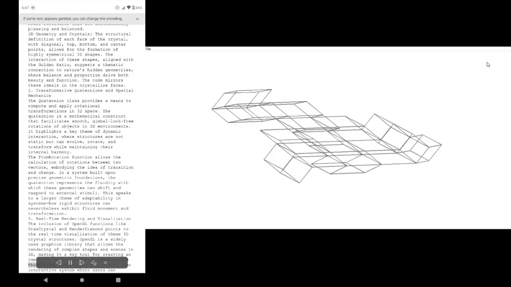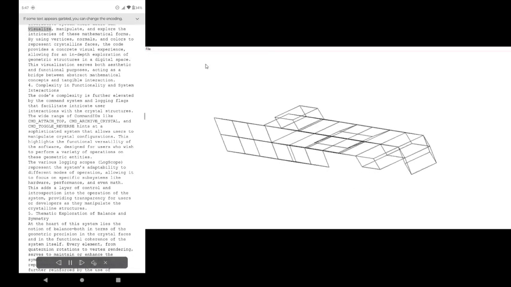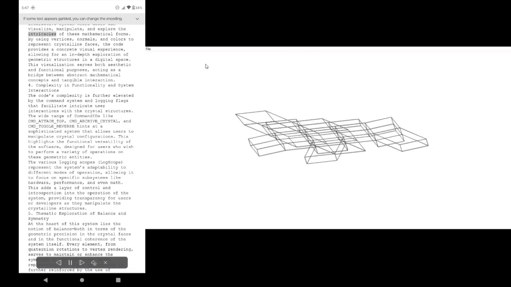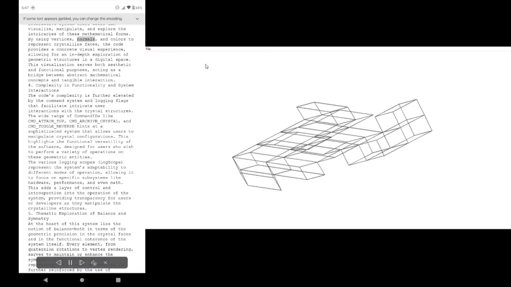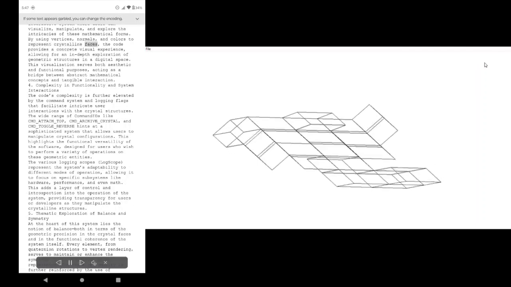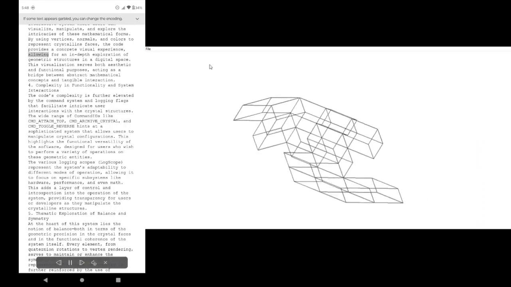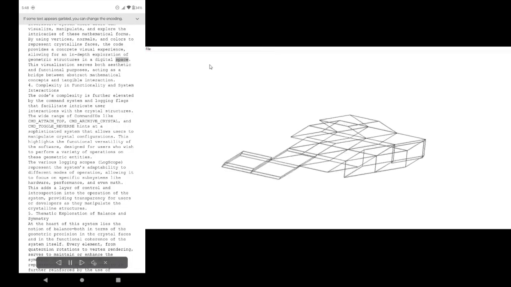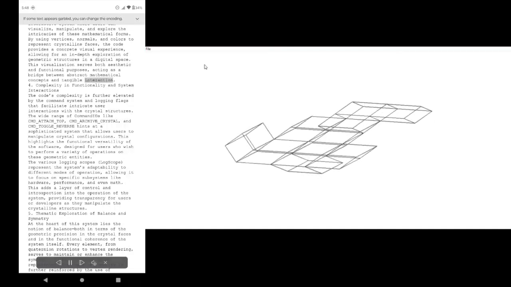This moves beyond theoretical mathematics into a real-time interactive system where users can visualize, manipulate, and explore the intricacies of these mathematical forms. By using vertices, normals, and colors to represent crystalline faces, the code provides a concrete visual experience, allowing for an in-depth exploration of geometric structures in a digital space. This visualization serves both aesthetic and functional purposes, acting as a bridge between abstract mathematical concepts and tangible interaction.